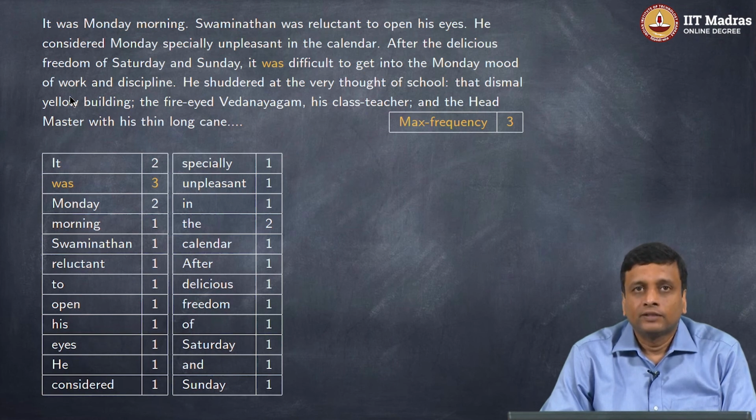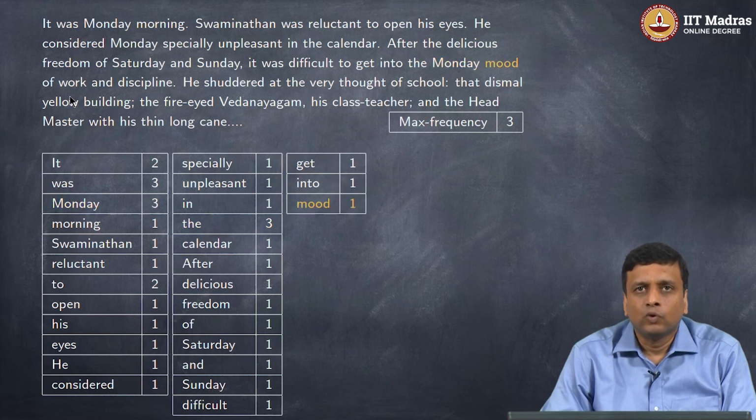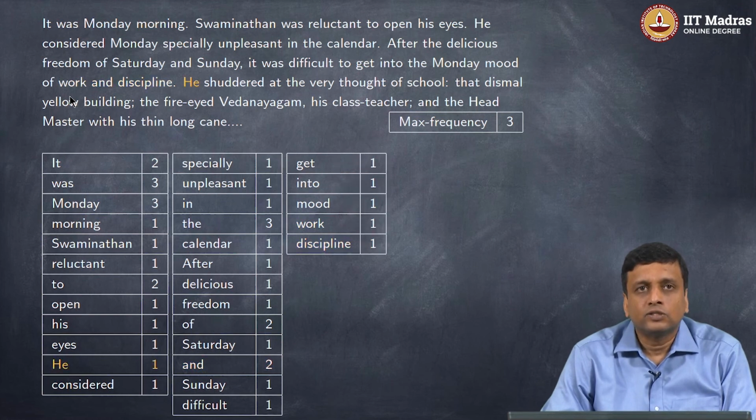So, continuing, we see difficult 1, 2 becomes 2, but that is less than 3, get is 1, into is 1, the is now 3, which is the same as the maximum frequency. So, no change. Monday is 3, again the same as the maximum frequency. So, no change. Mood is 1, of is now 2, work is 1, and is 2, discipline is 1, he is 2, shuddered is 1, at is 1.